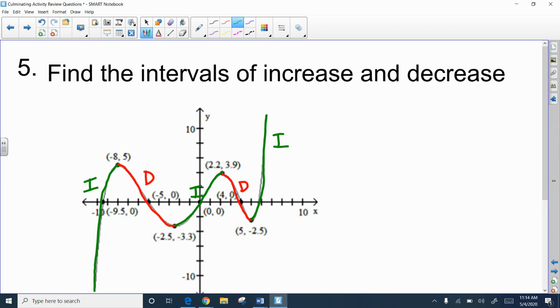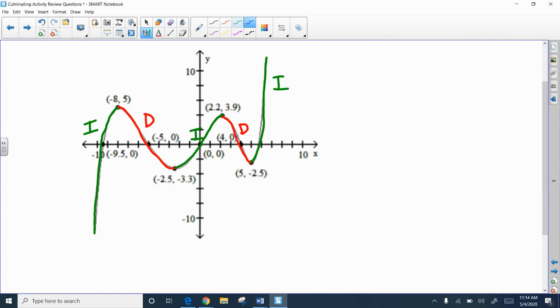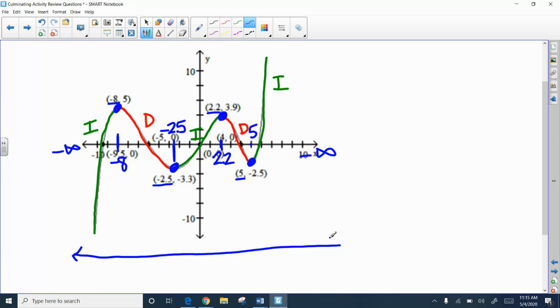Now, hopefully we remember when we write our intervals of increase and decrease, we are only using the x values of these points. So this x value right here is -8, where the graph changes. This x value here is -2.5. This x value here is 2.2. And then this x value here is 5. And then the ends of our number line are -infinity and infinity. Remember, we're only using x values, so I'm only looking at the x-axis.